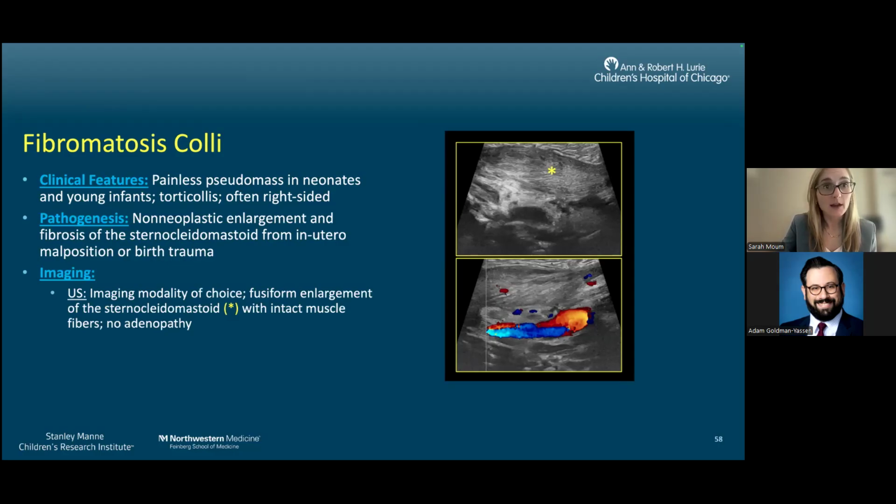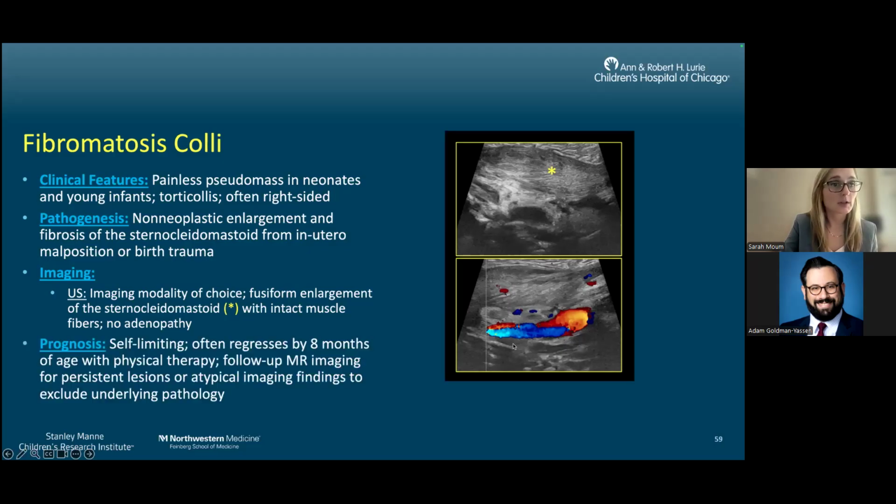On imaging, ultrasound is truly the imaging modality of choice, and MR and CT are reserved for atypical presentations. But on imaging, you'll see fusiform enlargement of the sternocleidomastoid. The muscle fibers should be intact, and there shouldn't be any abnormal adenopathy and very minimal associated vascularity. So those are the typical imaging features that should be more reassuring that this is in fact fibromatosis colli.